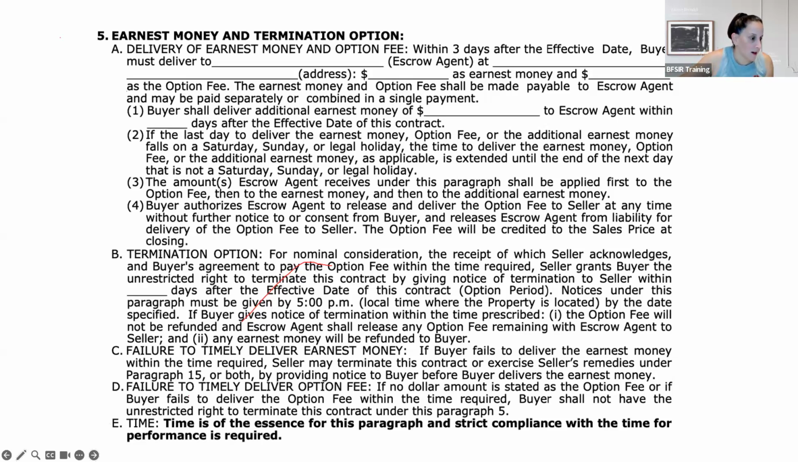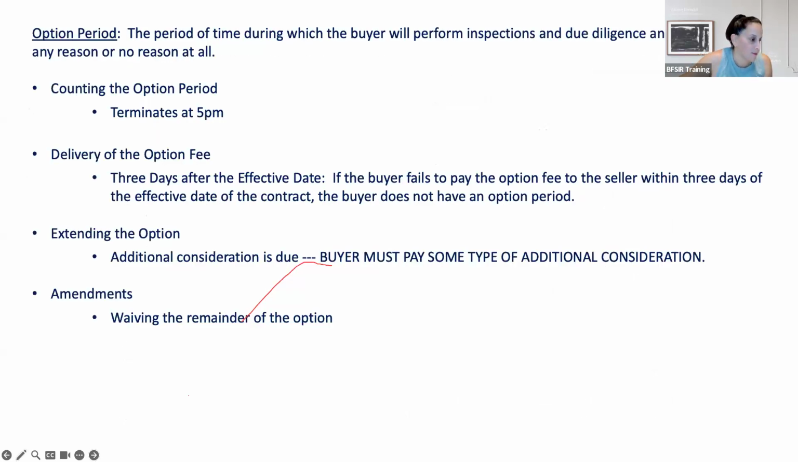Okay, real quick, I'll keep going. I just have other documents to get through. What's next? Oh, talking about the option fee period.